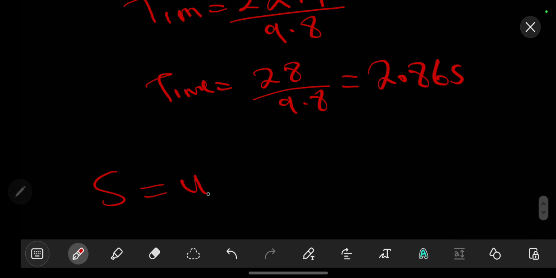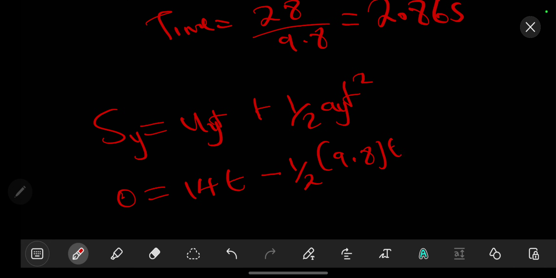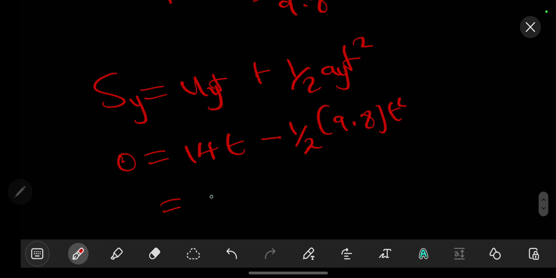s should be equal to ut plus half a t squared, applying the y, because the y displacement is the one that is equal to 0. Just as we have said, we can say 0 equals 14t. Then gravity will produce a negative, then half times 9.8 t squared. If you want, you can do this: t is common, open brackets, we have 14 minus half of 9.8, then we have t like that.